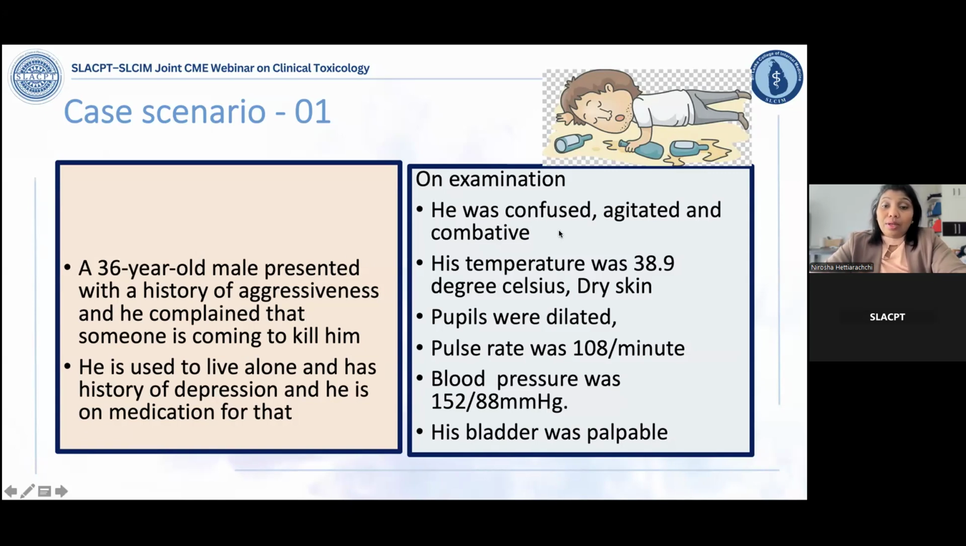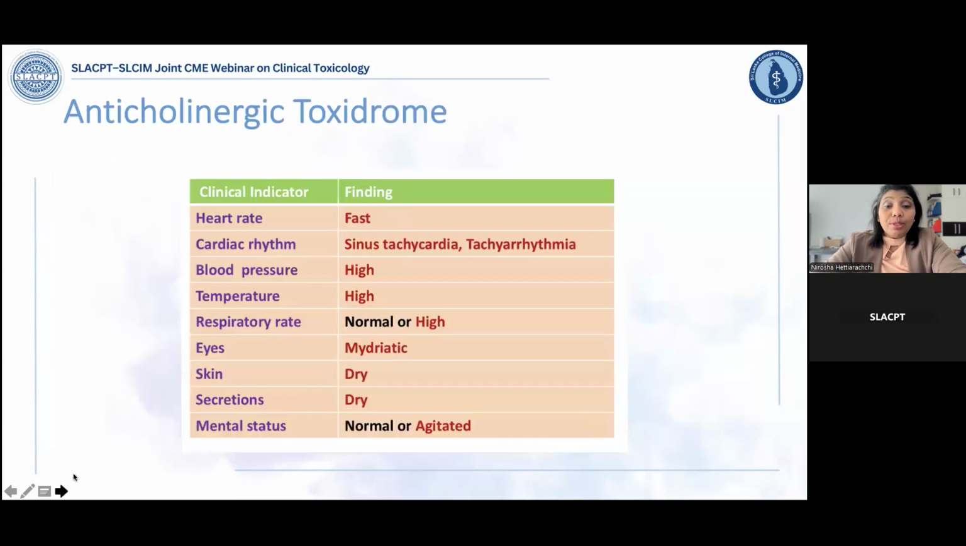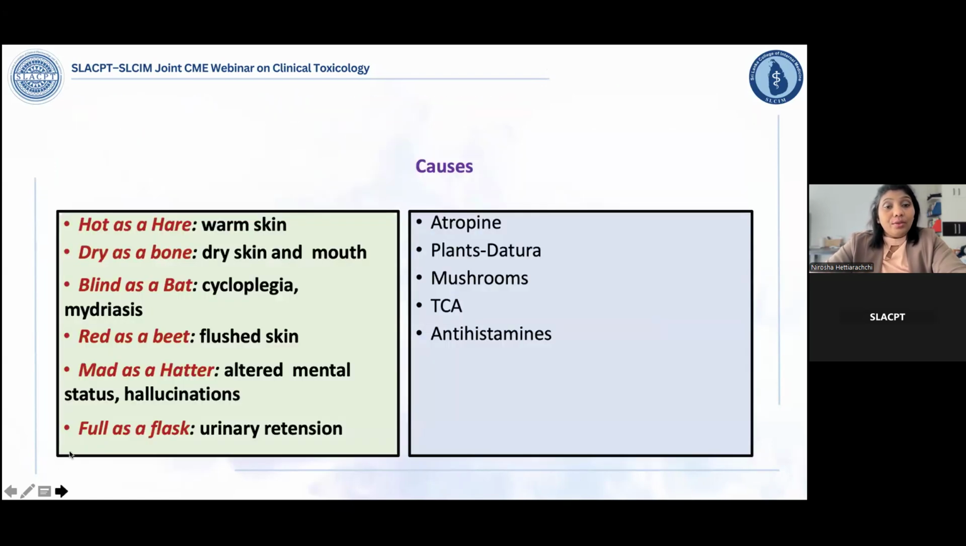Since he's having very high temperature and dry skin, what is the most possible scenario at this moment? So it has to be an anticholinergic toxidrome. Okay, now we have got a tentative diagnosis for this patient.